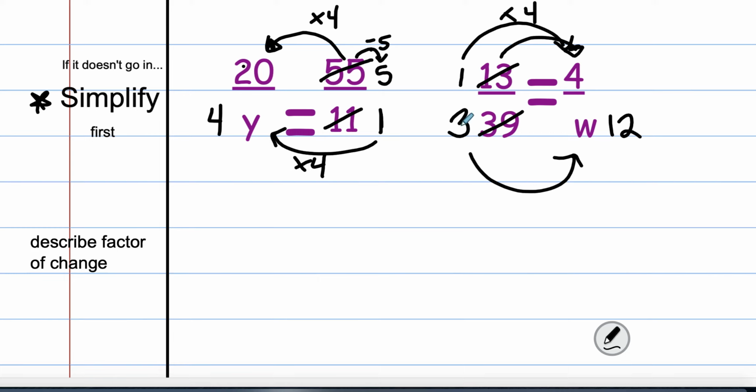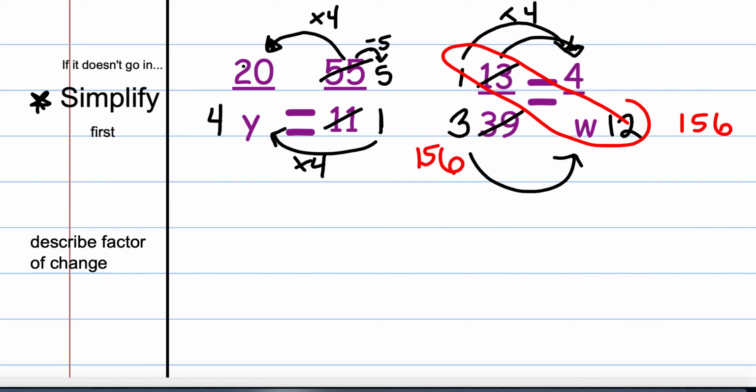I can go back to the original problem because I can see 1 times 12 is 12 and 4 times 3 is 12, but I could also go back to the original problem and check it, remember, by crossing and say 12 times 13. Well, 12 times 13 is 156, and 4 times 39 is also 156. So it's just a way to check. To describe the factor of change, hopefully you would have said you went down by 13 to go up by 4. So you made it 13 times smaller to make it 4 times bigger.